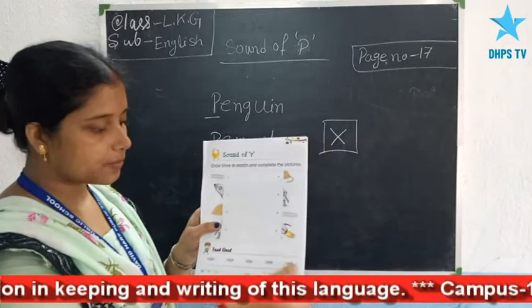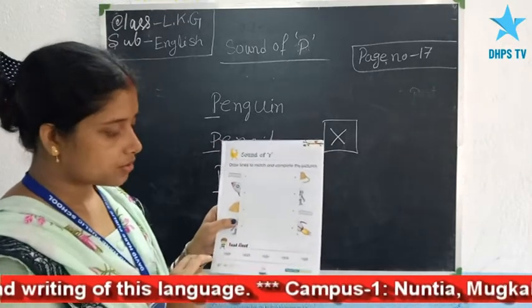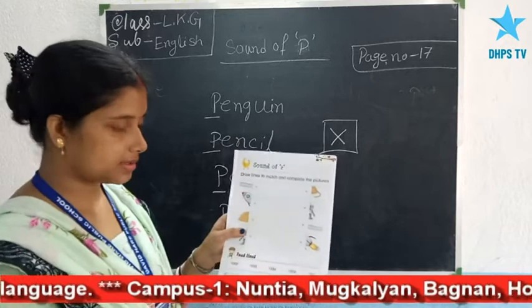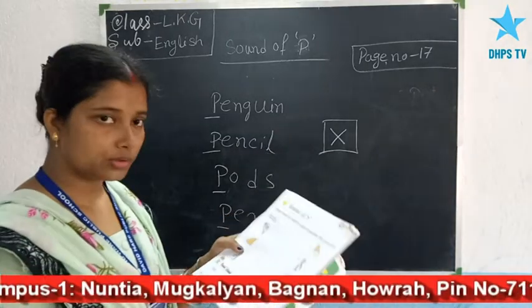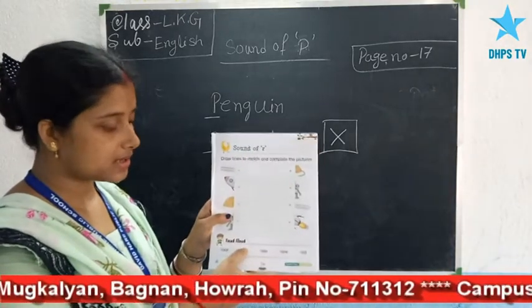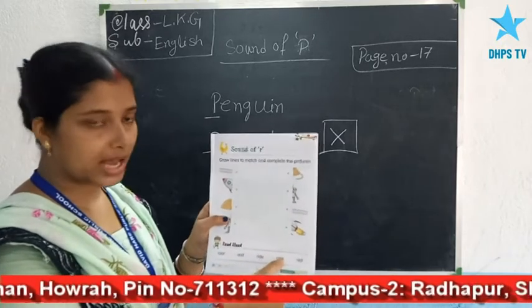And here 5 words have been written. So read aloud the words. The words are roll, road, rest, right, rear, red.